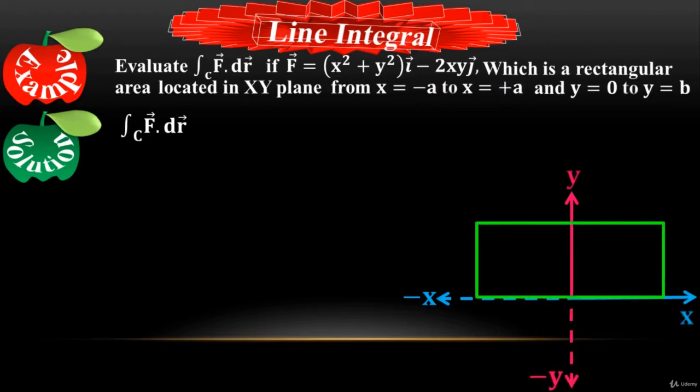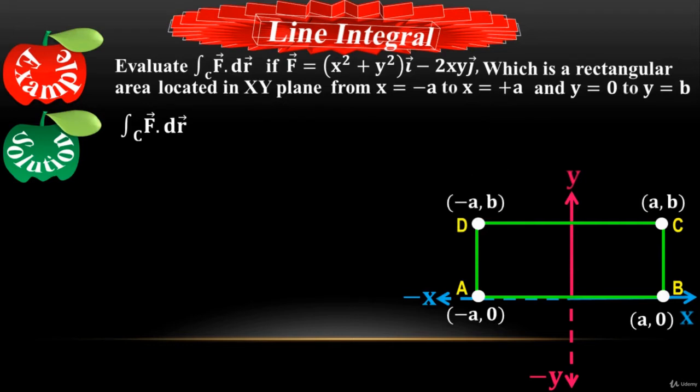Let me draw the rectangular area and name this point A with coordinates minus a, 0, where x equals minus a, y equals 0. Name this point B with the coordinates a, 0. Name this point C with the coordinates a, b, x equals a and y equals b. And name the fourth point D with the coordinates minus a, b, where x equals minus a, y equals b. Now I'm going to find the line integral of this surface.